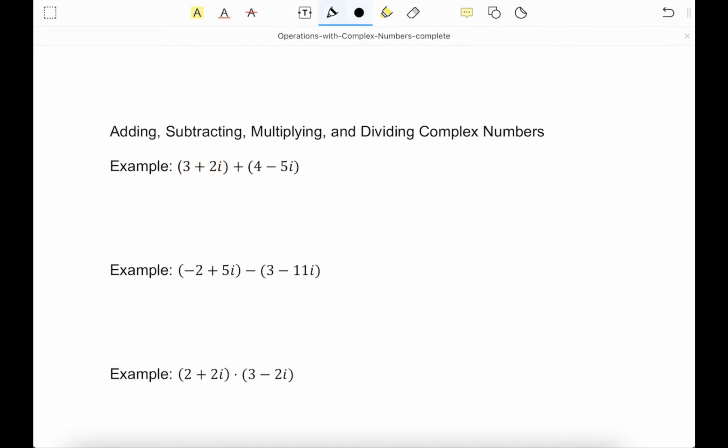So for this one, we would take 3 plus 4. The 3 is from there, the 4 is from this one. And then we would do 2i minus 5i. 3 plus 4 gives me 7. 2 minus 5 gives me negative 3. So it's 7 minus 3i. That's what we get when we add those two complex numbers together.